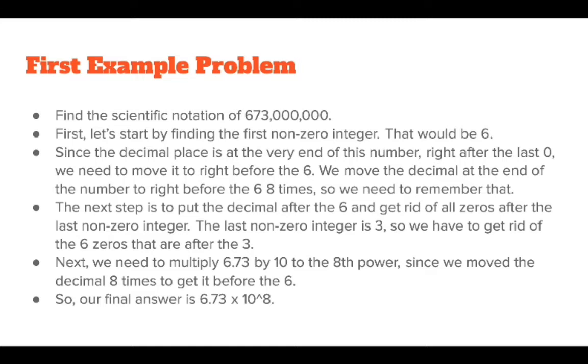The next step is to put the decimal after the 6 and get rid of all the zeros after the last non-zero integer. The last non-zero integer is 3, so we have to get rid of the 6 zeros that are after the 3. We would have 6.73. Next, we need to multiply 6.73 by 10 to the 8th power since we moved the decimal 8 times to get it before the 6. So, our final answer is 6.73 times 10 to the 8th.